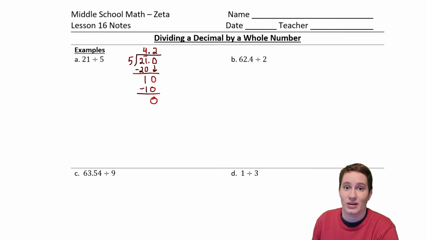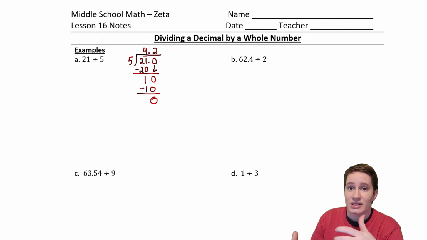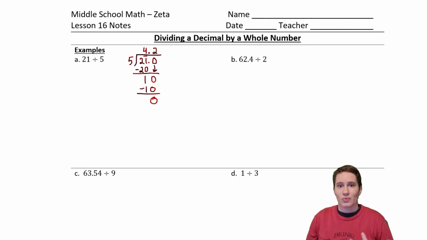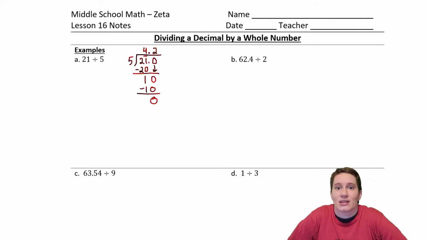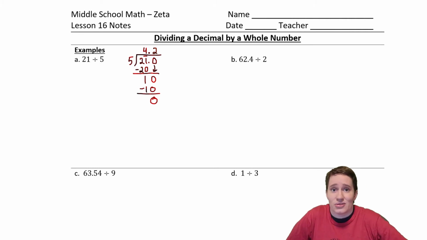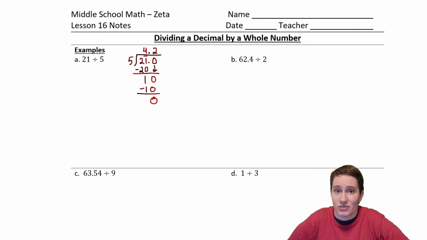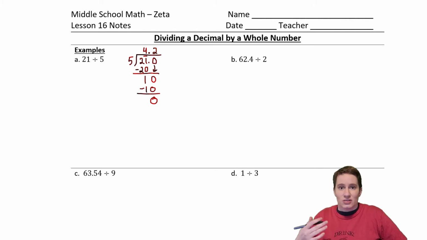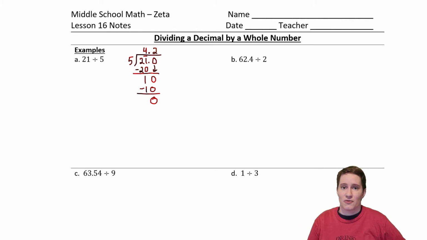When we get 0 here at the end, or however long it takes to get a 0, that's when we would know that we are done, because there's nothing else we can do if now we have 0. Because if I keep adding zeros and dropping down zeros, I'm just going to keep getting 0 over and over and over again. So the answer to 21 divided by 5 is 4.2.